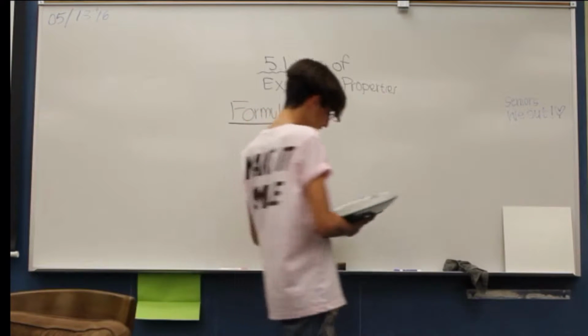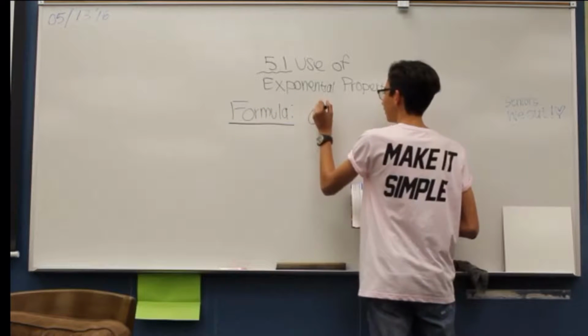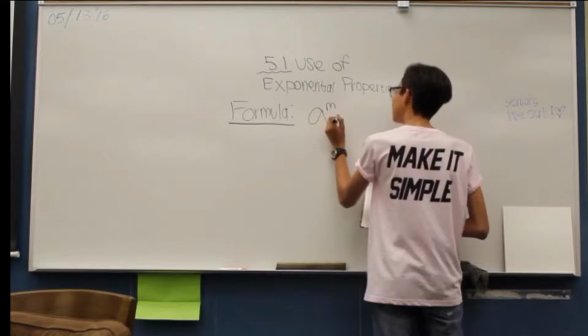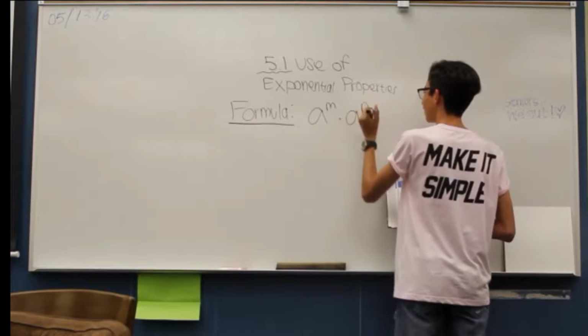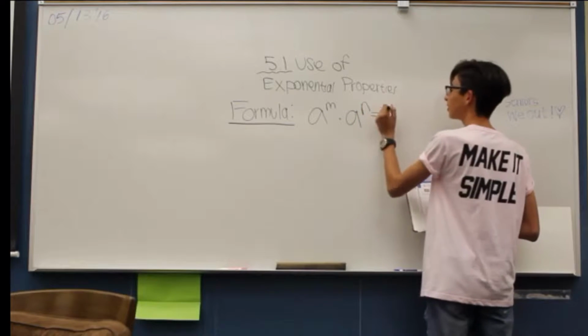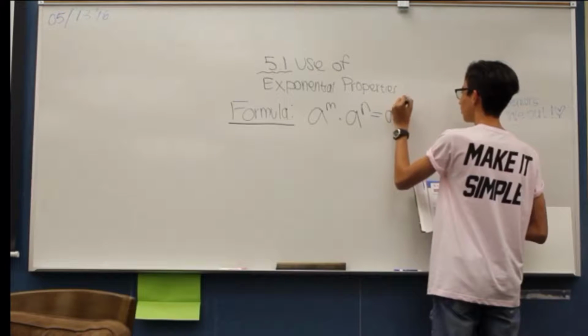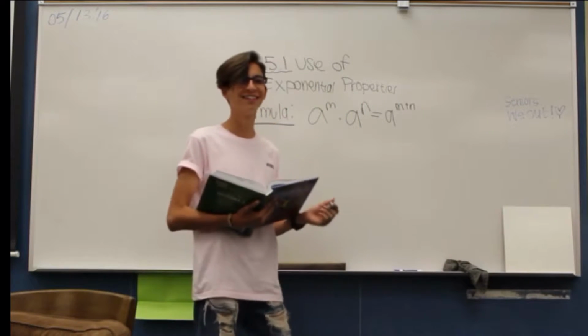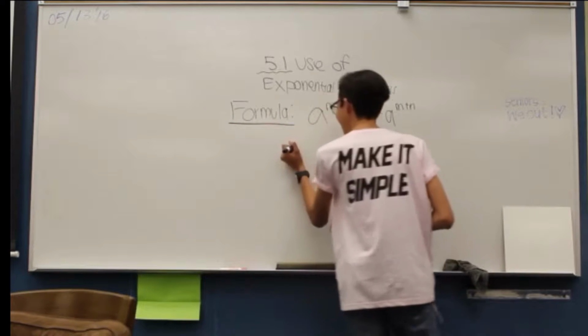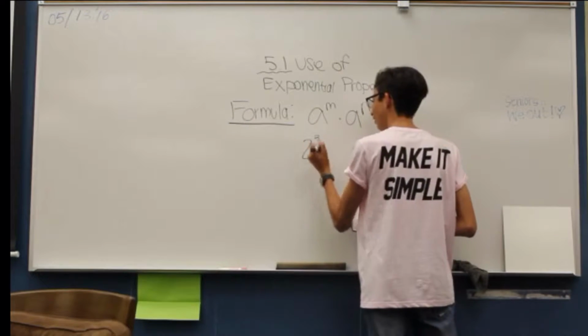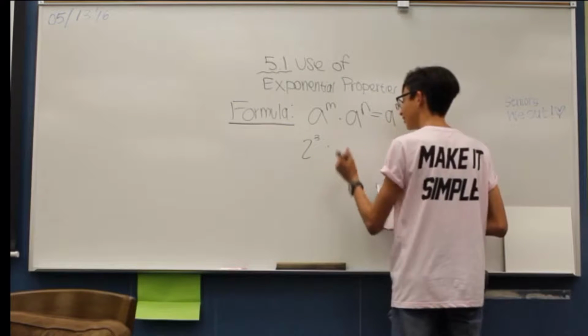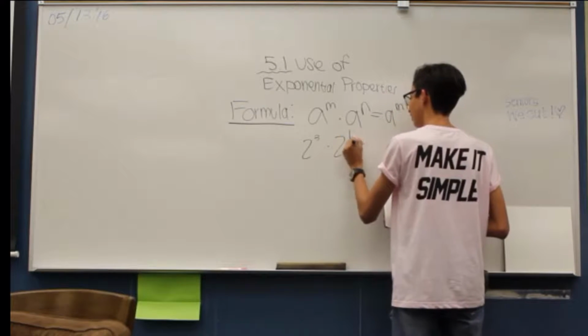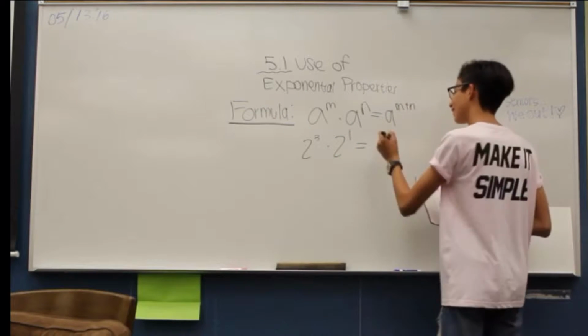The formula is a to the m times a to the n, which equals a to the m plus n. Can anyone give me an example? 2 to the third times 2 to the first equals 2 to the fourth.